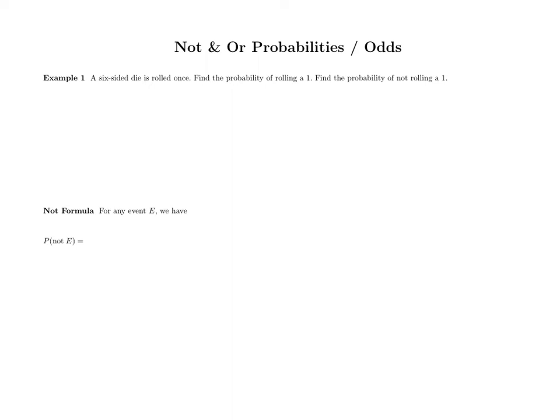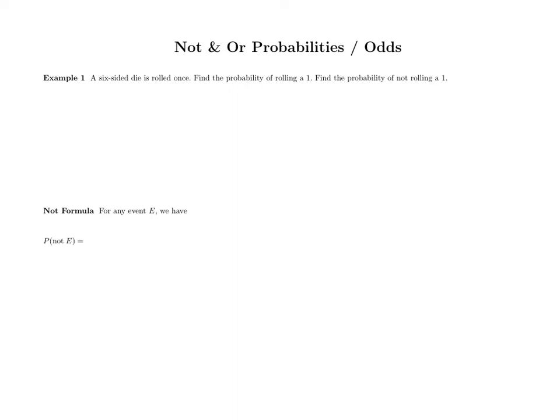In this lesson, we will study two more categories of probabilities. Those are "not" and "or" probabilities, and we'll also see how those relate to odds. Let's start with "not" probabilities, and we'll motivate that with example 1.